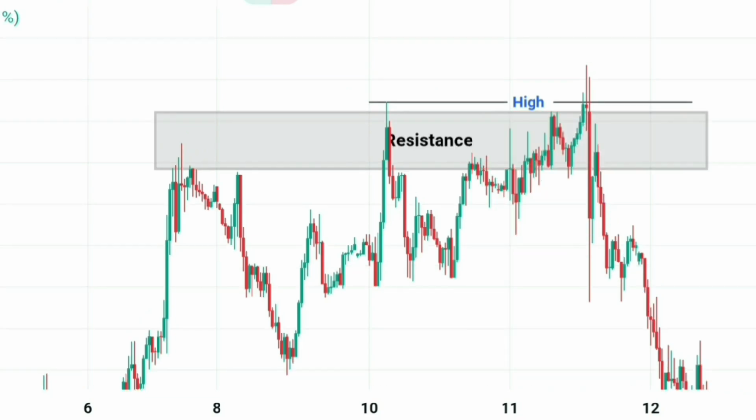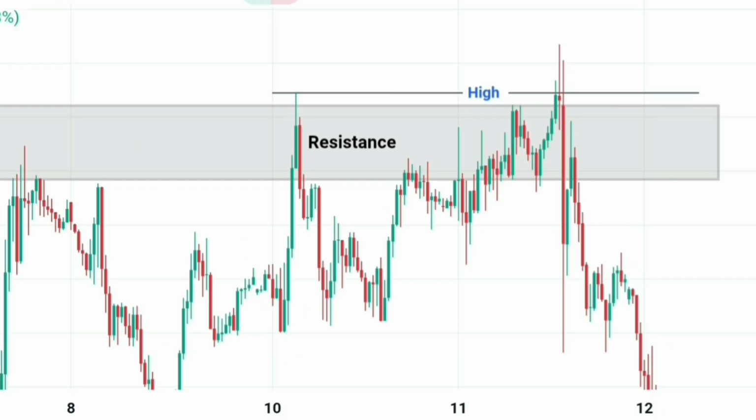Here is how. You have to wait for a fake out or liquidity sweep. This is a real fake out at this level. Why is it a fake out? And how can you confirm or know a fake out?